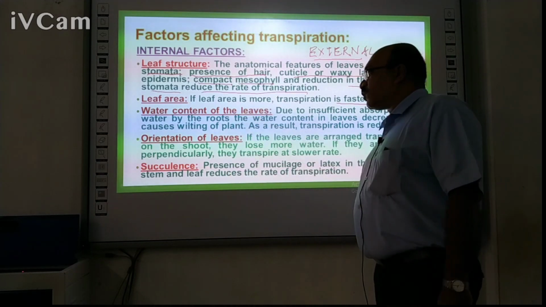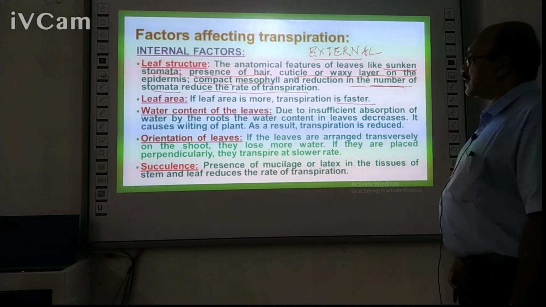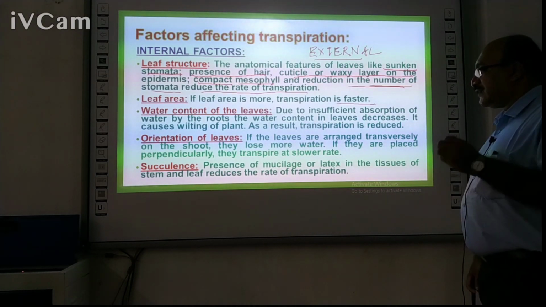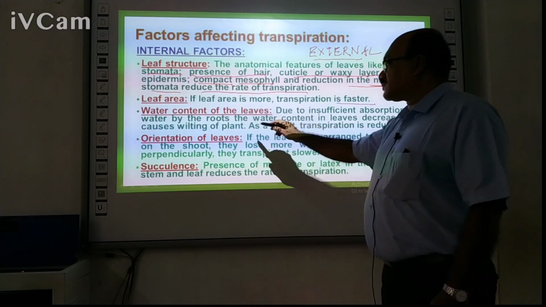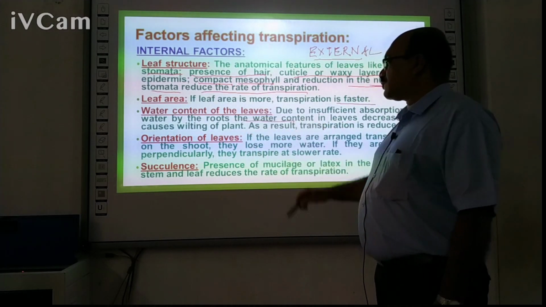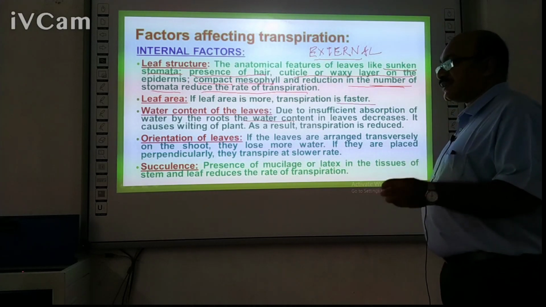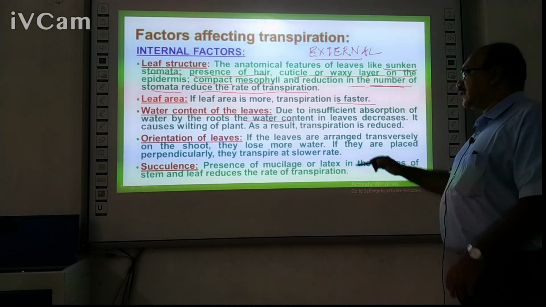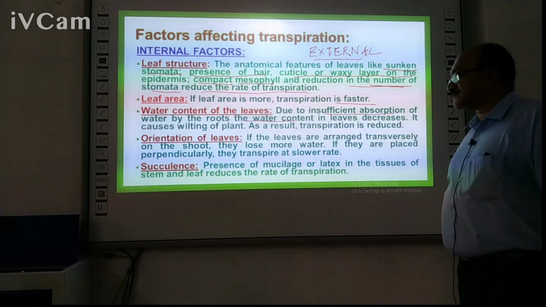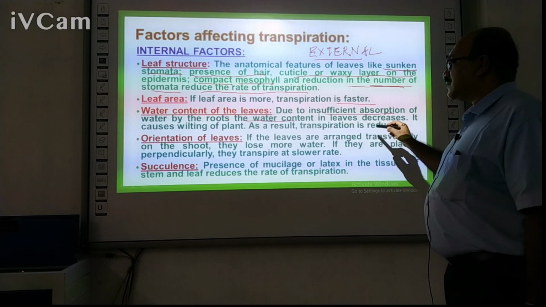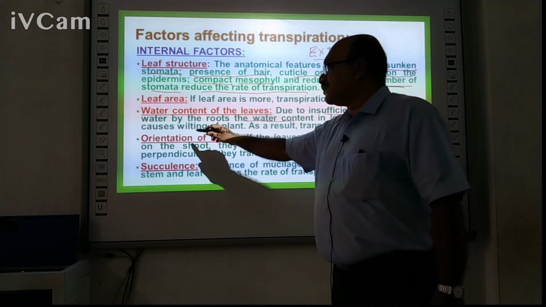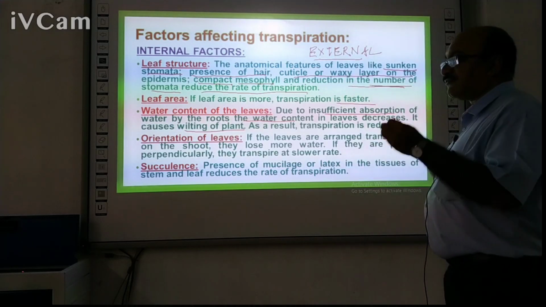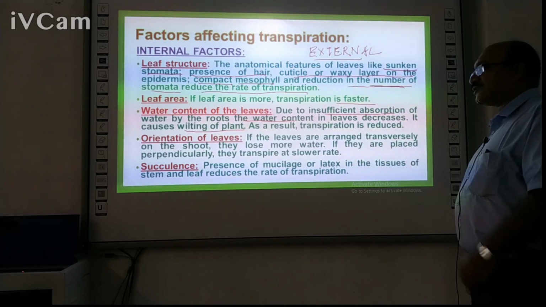Third factor is water content of the leaves. If the leaves do not have sufficient water, suppose the plants are not able to absorb sufficient amount of water which the leaves need. So the leaves will have insufficient water. In such cases, the leaves will undergo wilting. The cells of the leaves will become flaccid and it will undergo wilting.